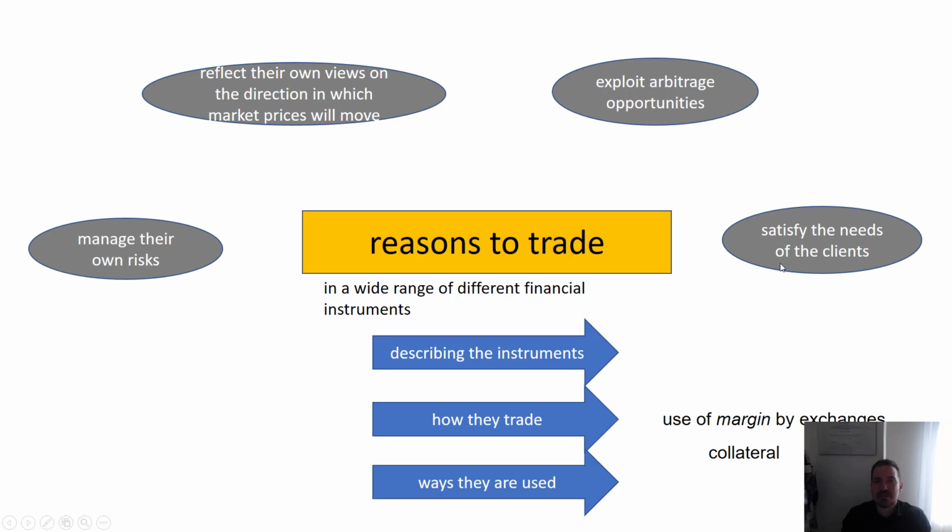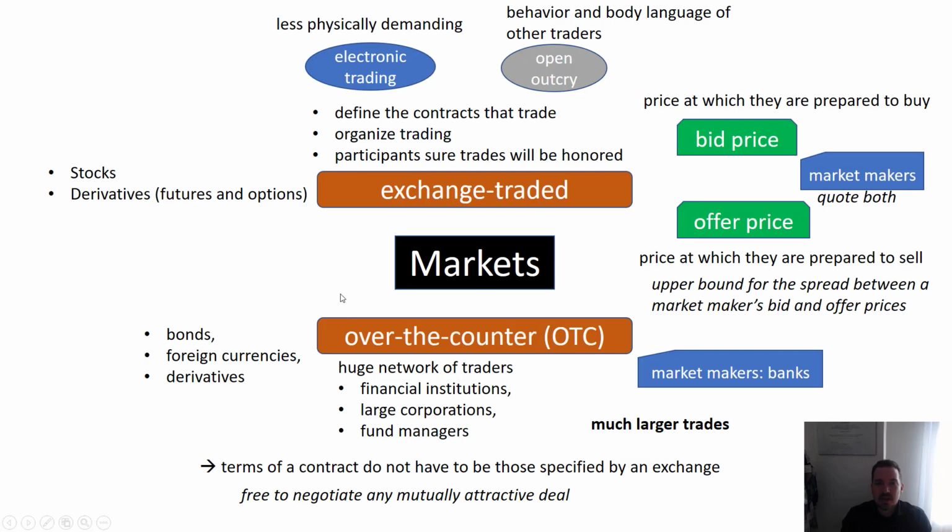or simply you have needs, you need some kind of assets, you need some kind of liabilities. And at the end of the day, this will describe what kind of instruments will be used, how trade will be done, and of course what kind of ways will be used to do so.